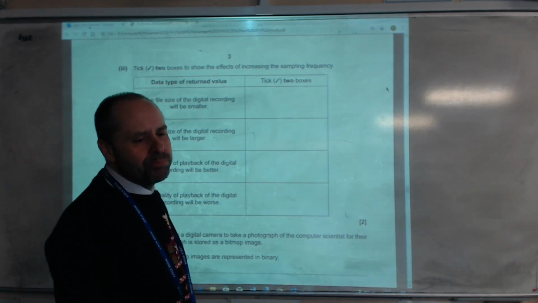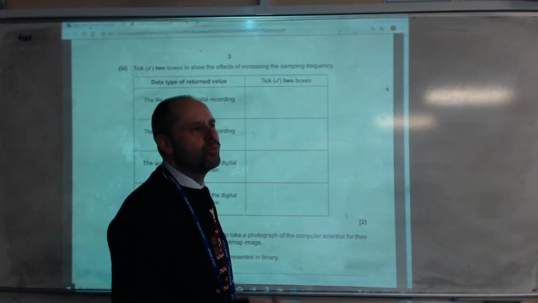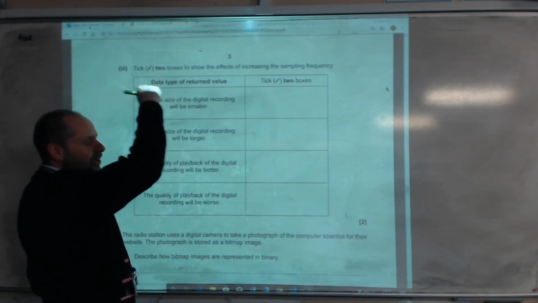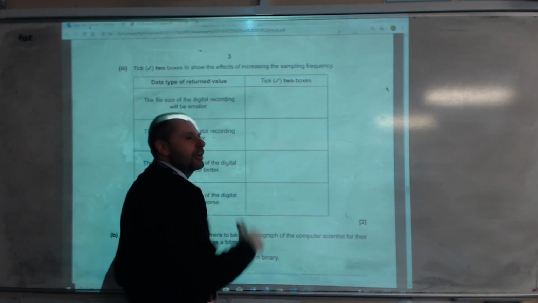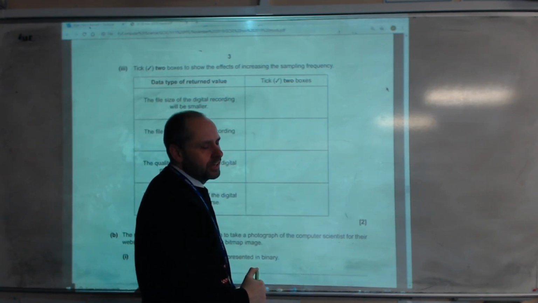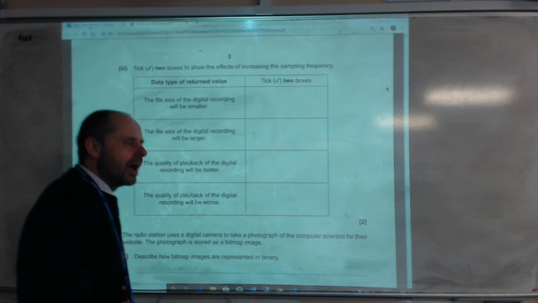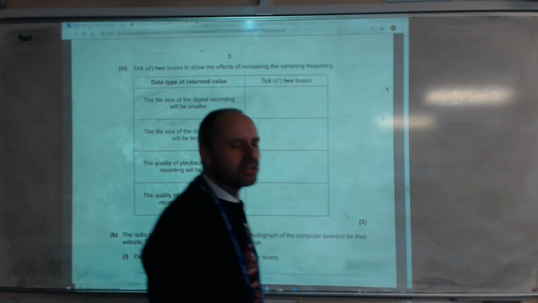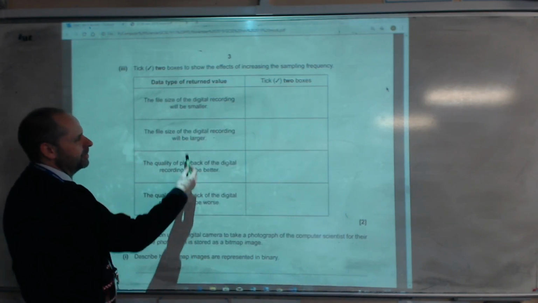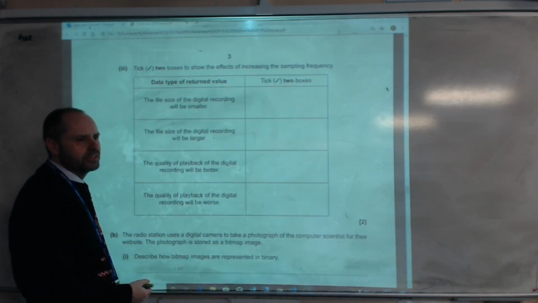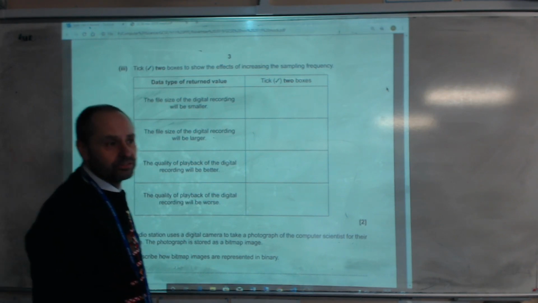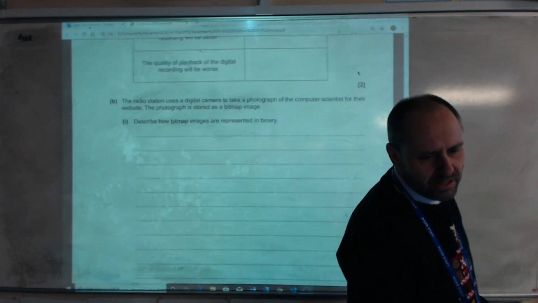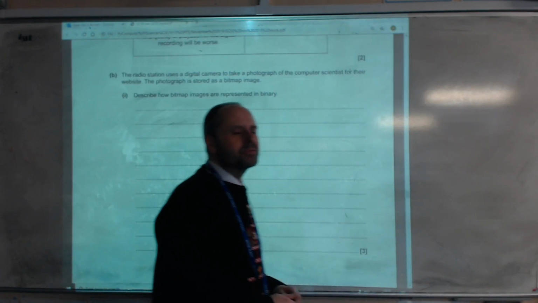The quality of the playback of the digital recording will be better. Yeah, if we sample at a higher frequency, we'll capture the detail in the high frequency sounds. Okay, so it should make the quality better, up to a point. Okay, the quality of the playback will be worse. So this is quite an interesting one because there were contradictory statements. So you could really sort of double check yourself when you were answering that one. Only 2 marks. Right. How do bitmaps get stored in binary?